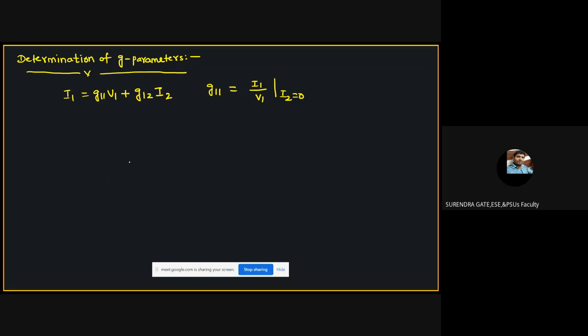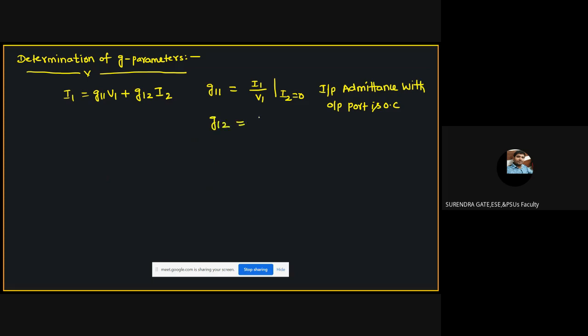Then what is the name of G11, students? The name of G11 is input admittance, with the output port open circuited. Next, what is G12?